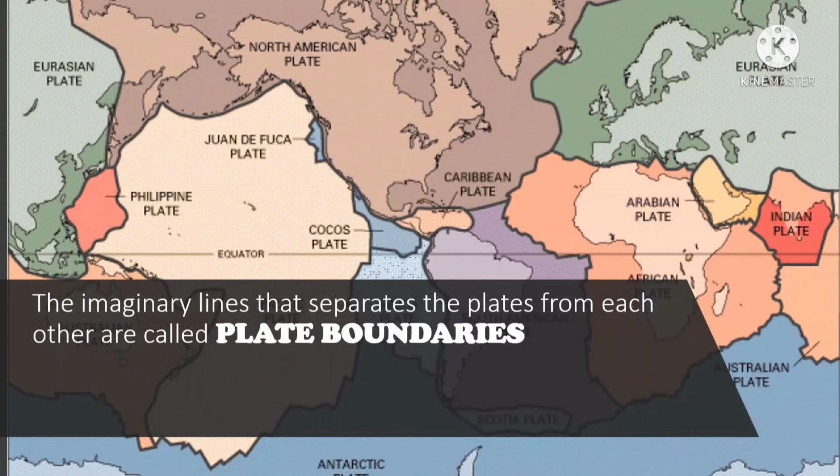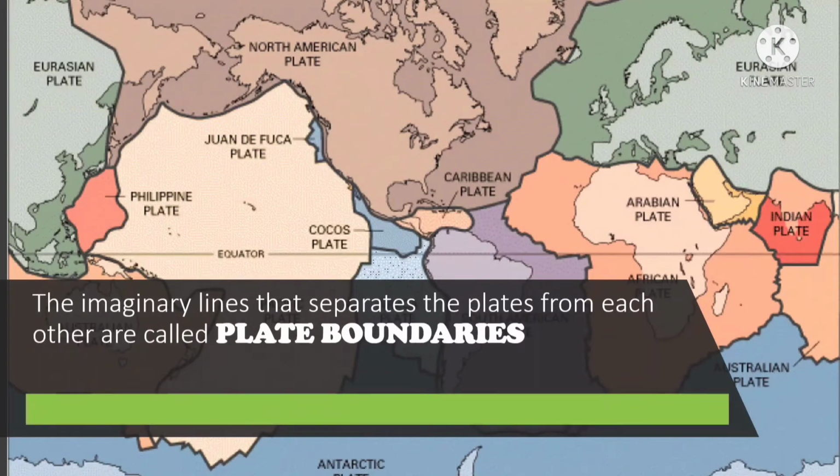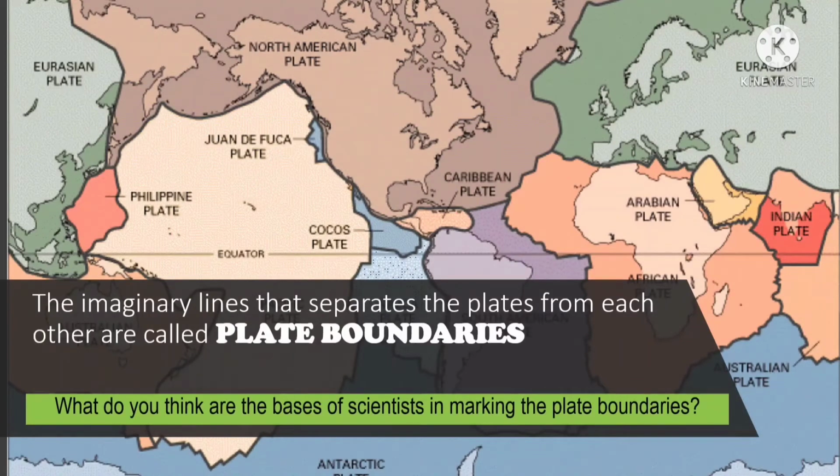As you can see in the map, there are imaginary lines that separate the plates from each other, and these are called plate boundaries. Now the question is, what do you think is the basis of scientists in marking the plate boundaries? To answer the question, let us analyze the following figures.